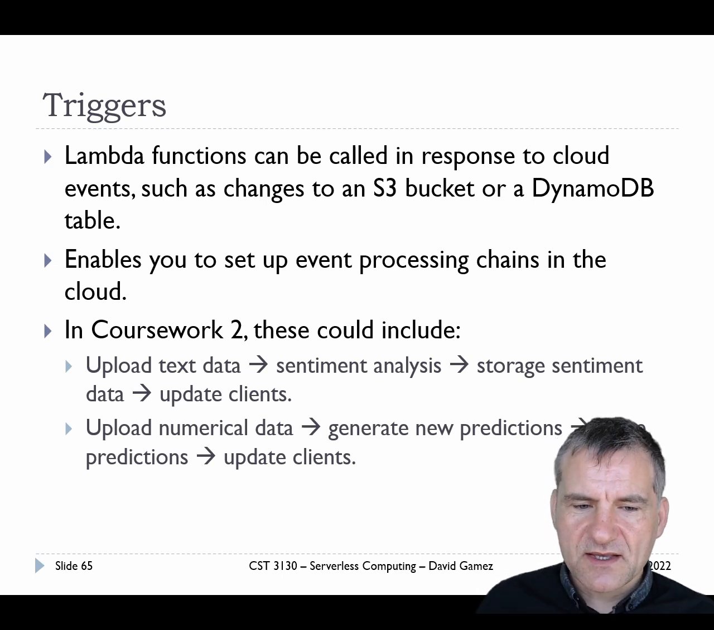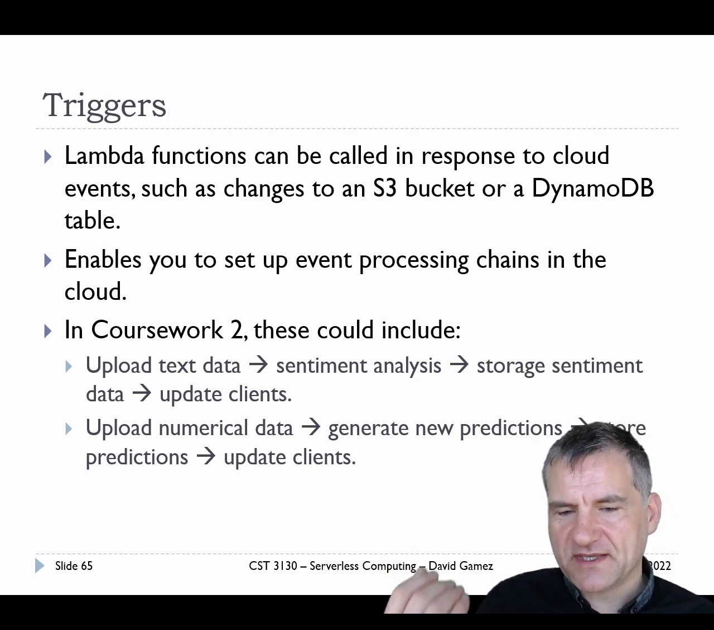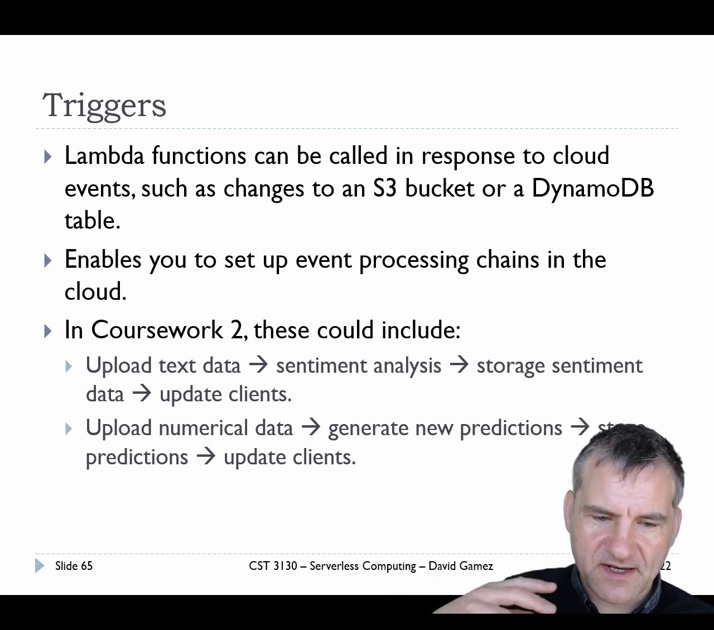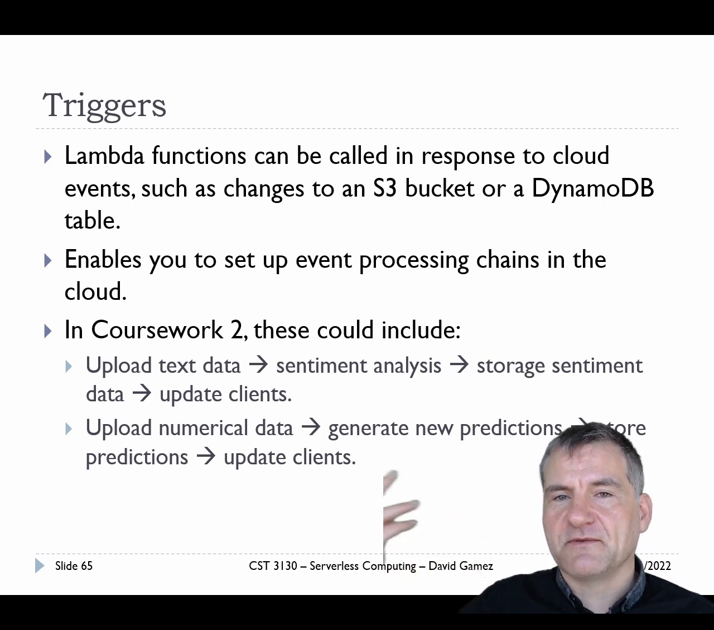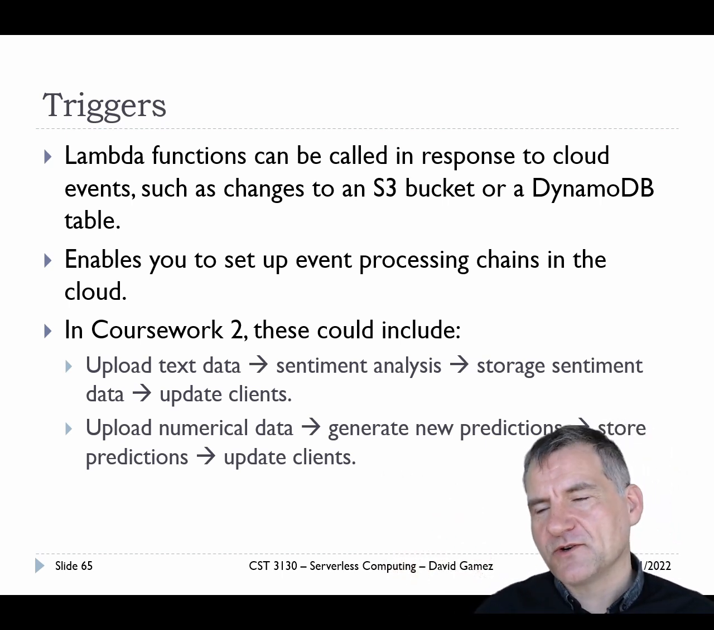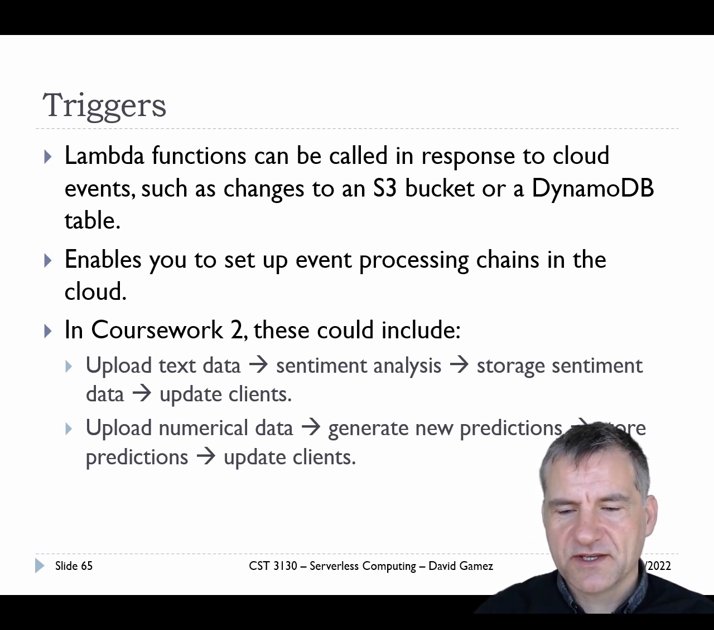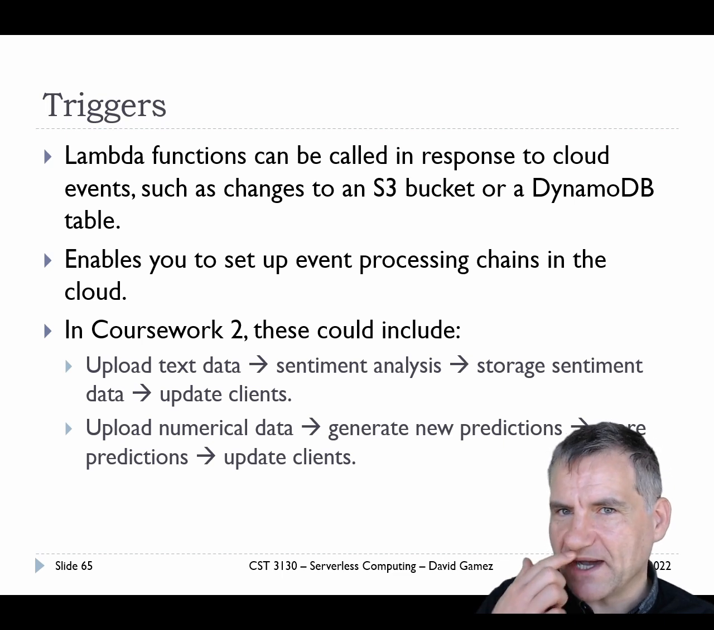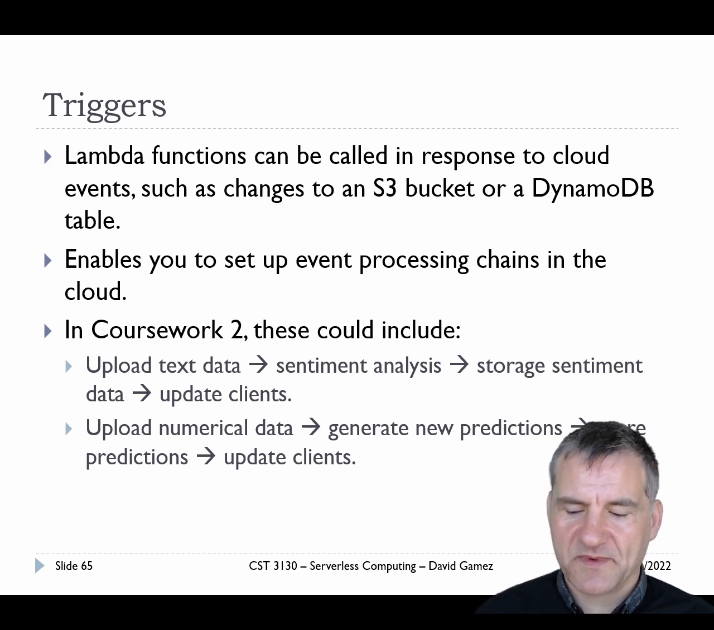So in Coursework 2, the event chains might include, for example, when someone uploads text data, it does sentiment analysis on that text data, then stores the sentiment analysis results, and then updates the clients. Or when you upload numerical data, it could call the SageMaker endpoint to generate new predictions, store the predictions, and then push those to the clients. Those are the kind of event processing chains that we'll be doing in Coursework 2.